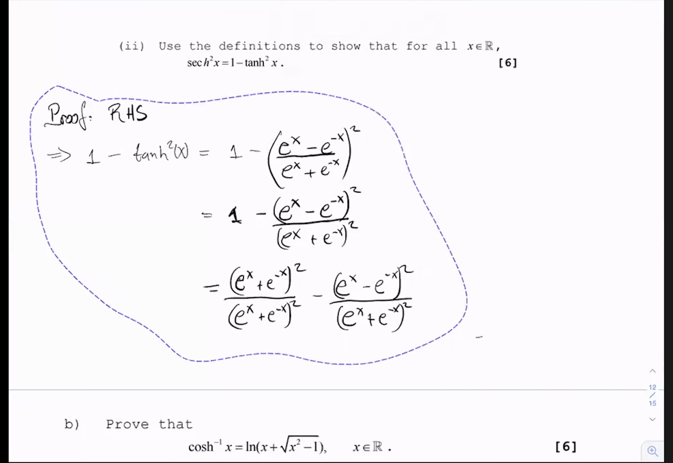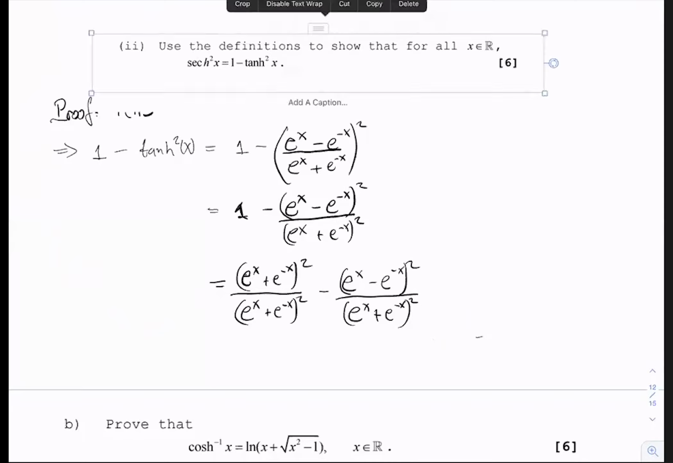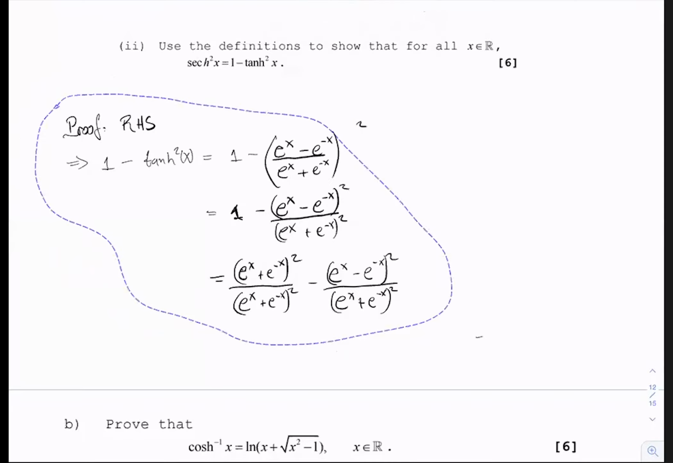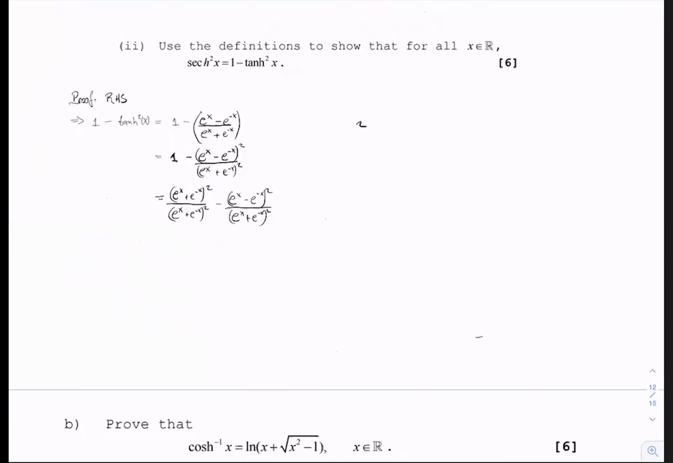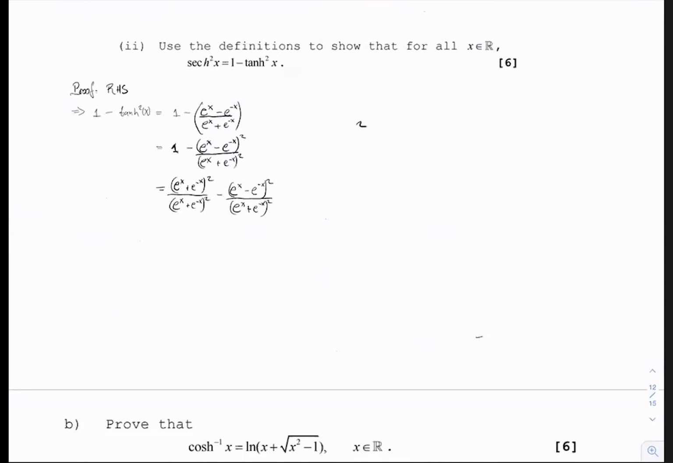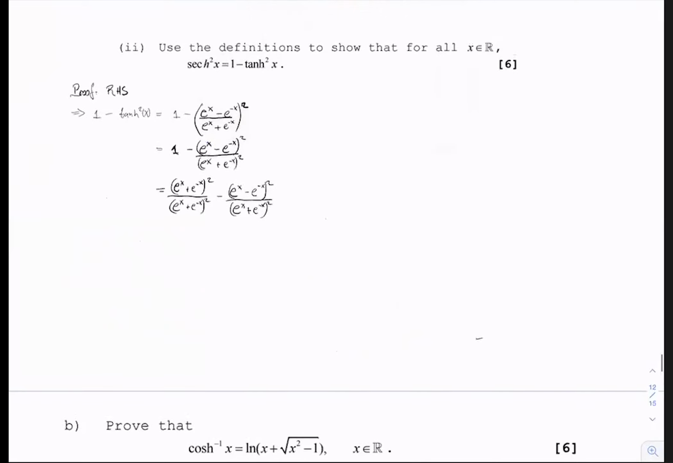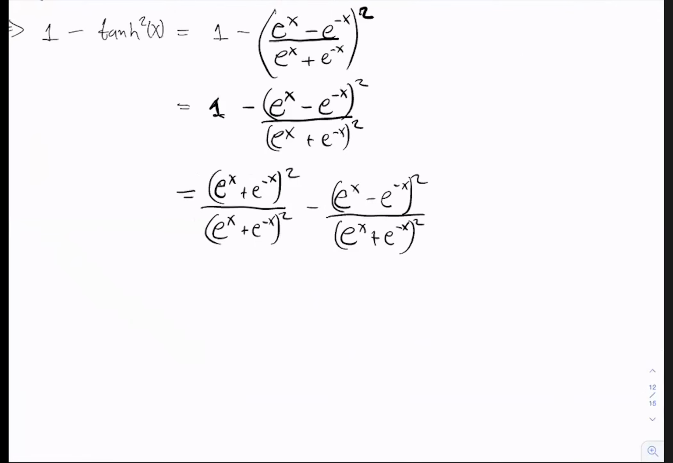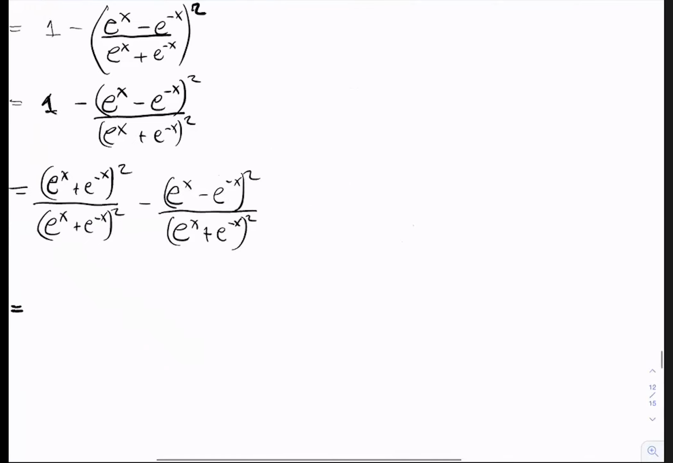So let's see if I can minimize this. Hopefully you guys won't have too much of a problem with that. All right. So zoom in on this. So now what we want to do is write this as, let's do it over here.